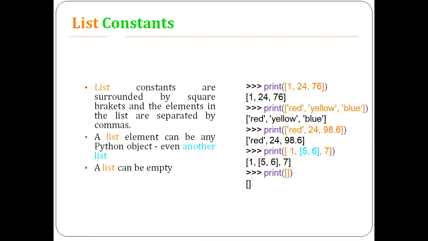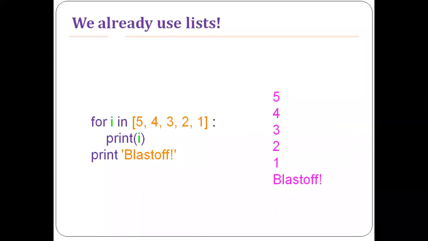And a list can be an empty list as well. You need not have an element inside a list, so it can be an empty list, right? Something like printing only the two brackets. It is going to print only the list without having any elements at all. So we already came across some lists in the last sessions as well. Look at this one. For I in 54321, what you have done is that you are reading each element, right?